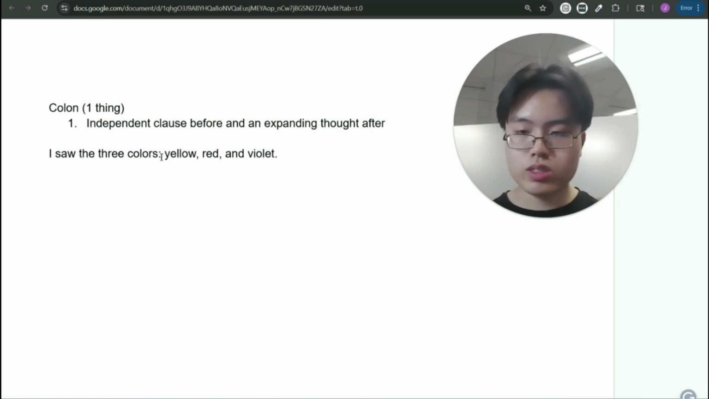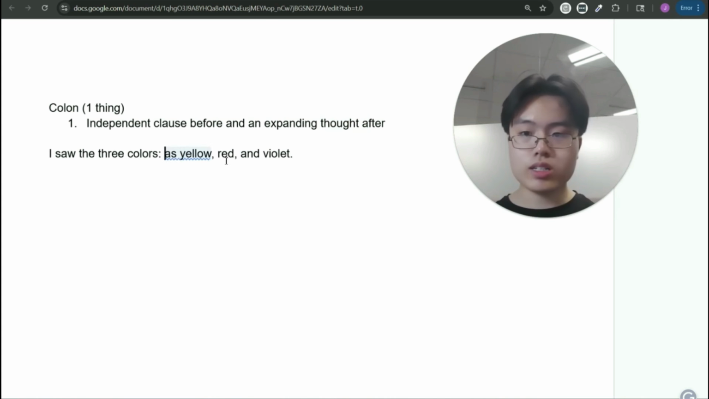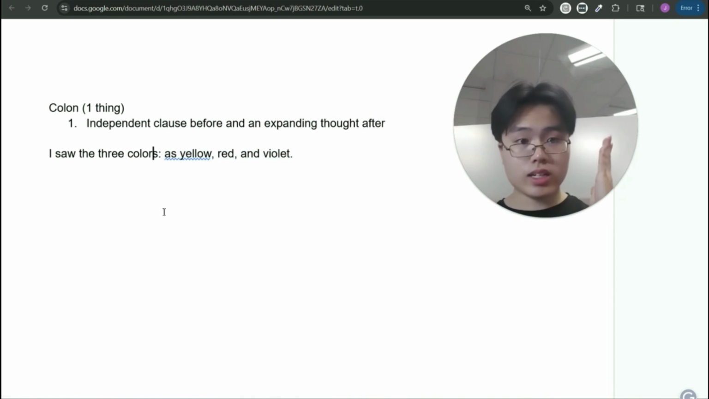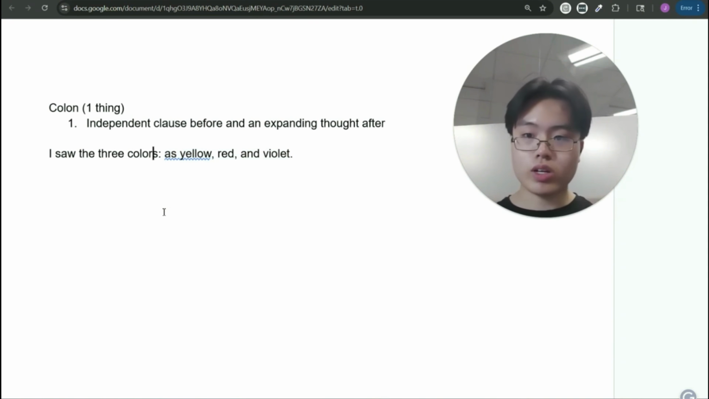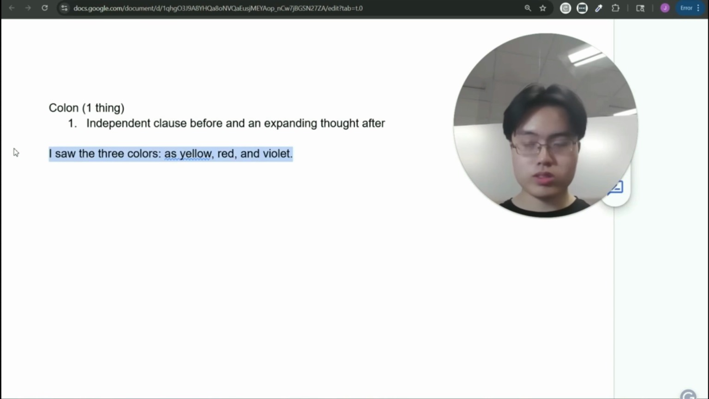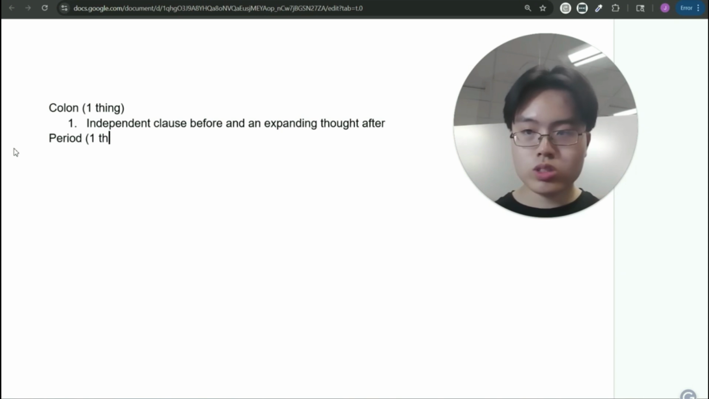So, for example, if you see this, this is wrong. Okay, this is not its own dot: 'I saw the three colors as yellow, red, and violet.' The colon can't sound like it's interrupting something. It can't sound like it's interrupting the middle of a sentence. It has to be an independent clause, and then after it, it jumps straight into its own thought, the expanding thought about what's before it. As for a colon, it's only one thing. It's super self-explanatory. Okay, next thing, period. Let's go over that. For a period, you only need to worry about one thing.